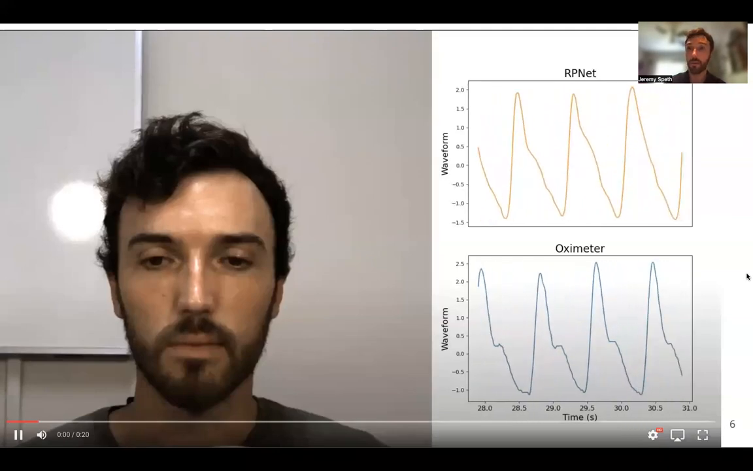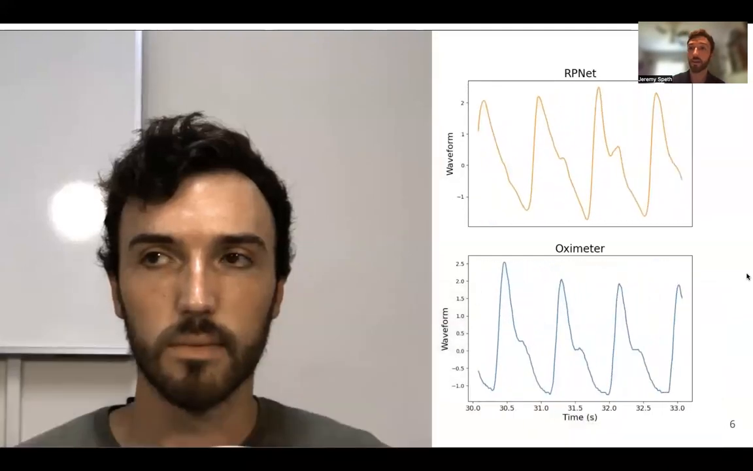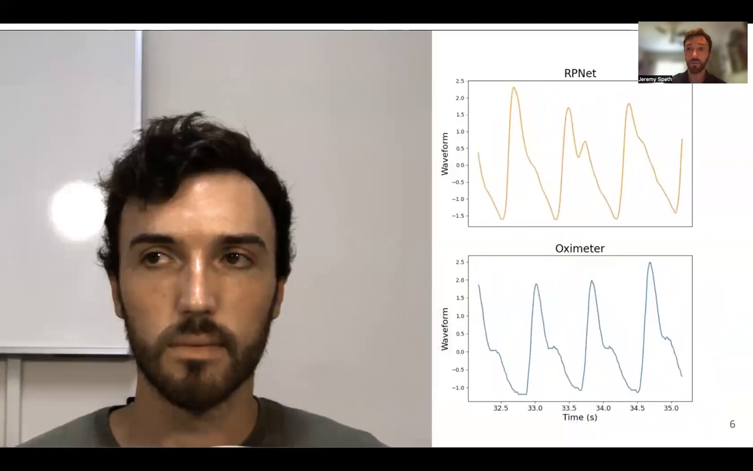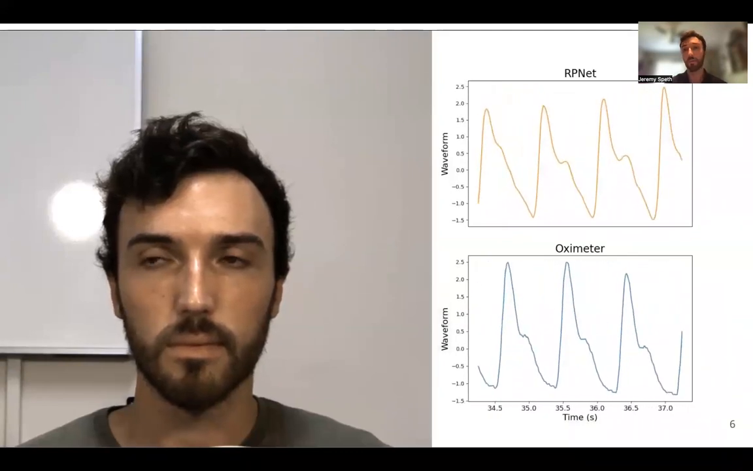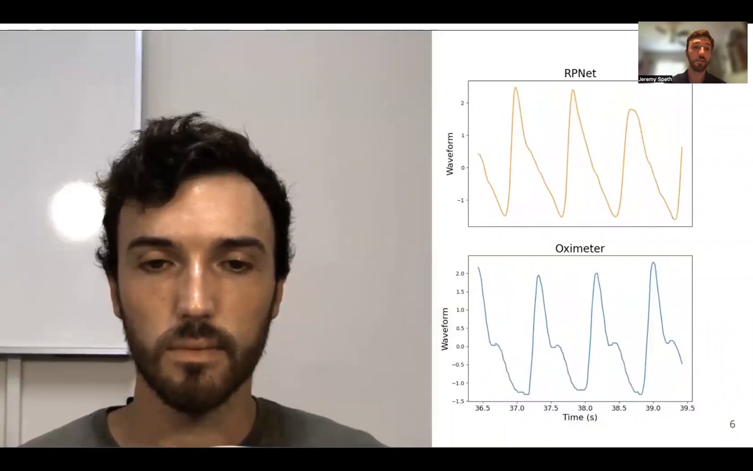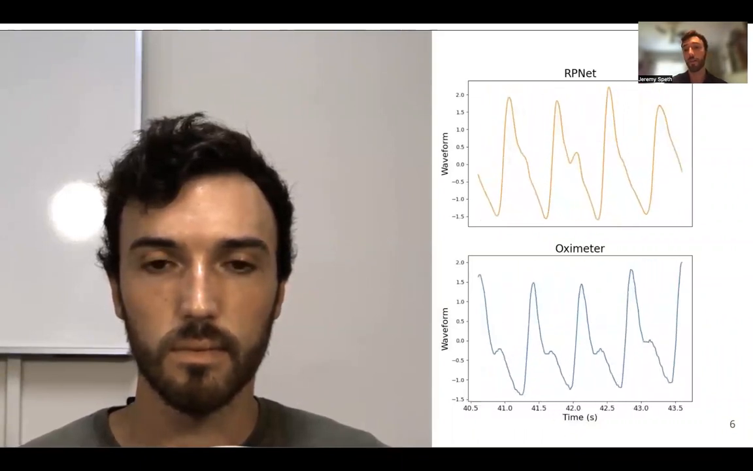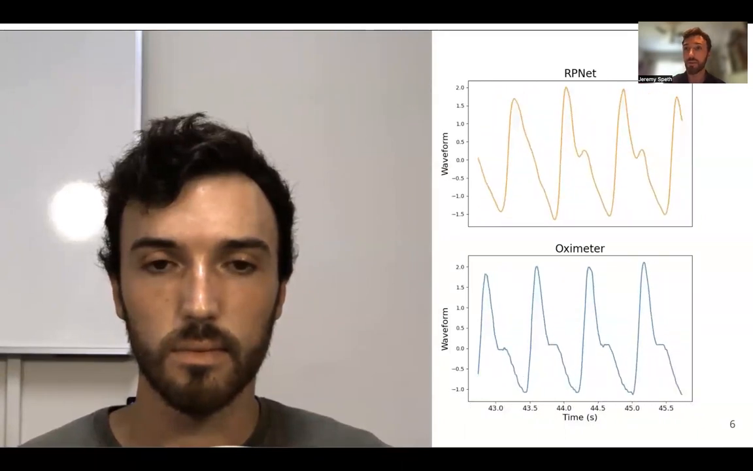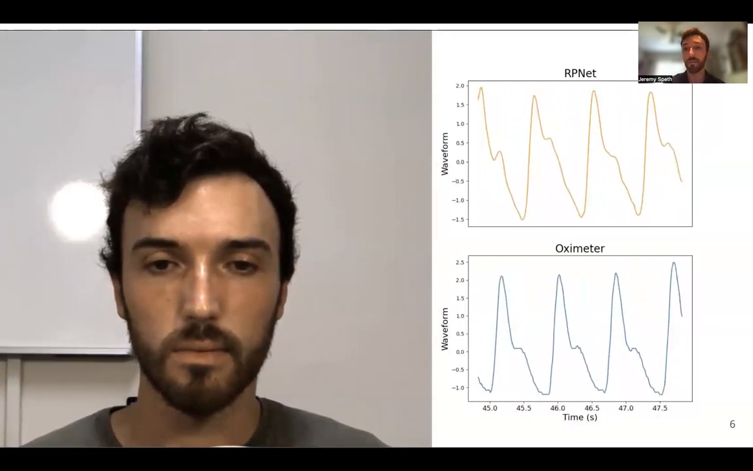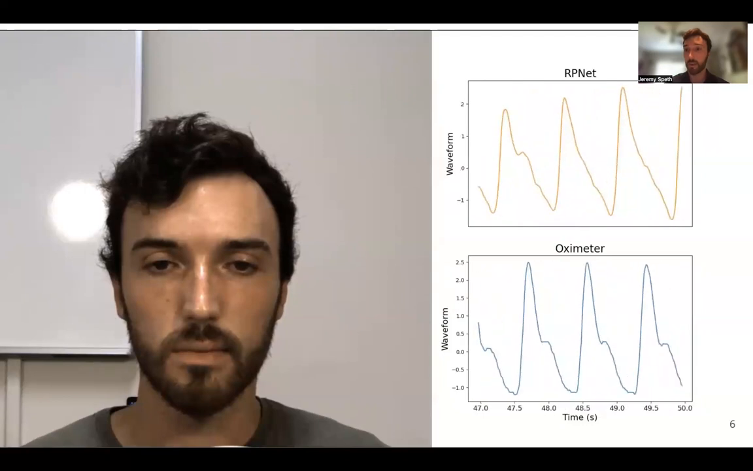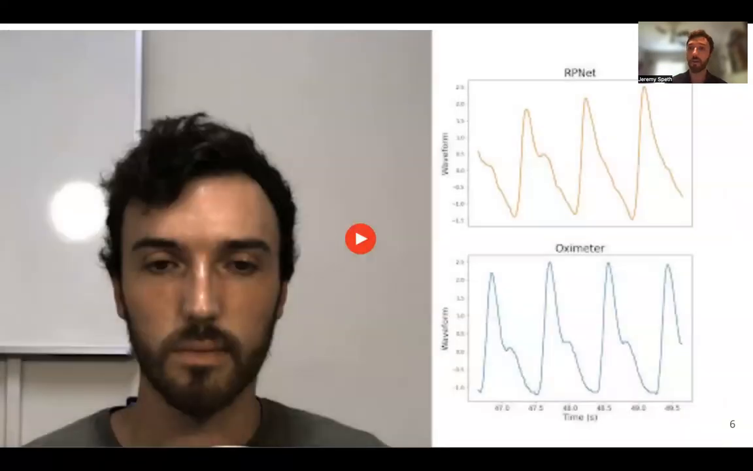Here's an example of rPPG, or remote photoplethysmography, which is extracting the blood volume, which is what we pursue in this paper. So in the top plot, this is just estimating the pulse with a 3D CNN from the video. And in the bottom, this is the actual ground truth recorded from a fingertip oximeter. We can see that the frequency and the estimate from the 3D CNN is actually quite accurate.